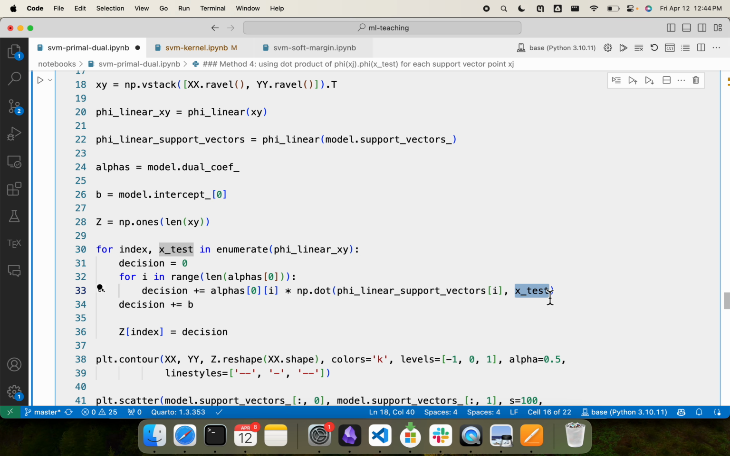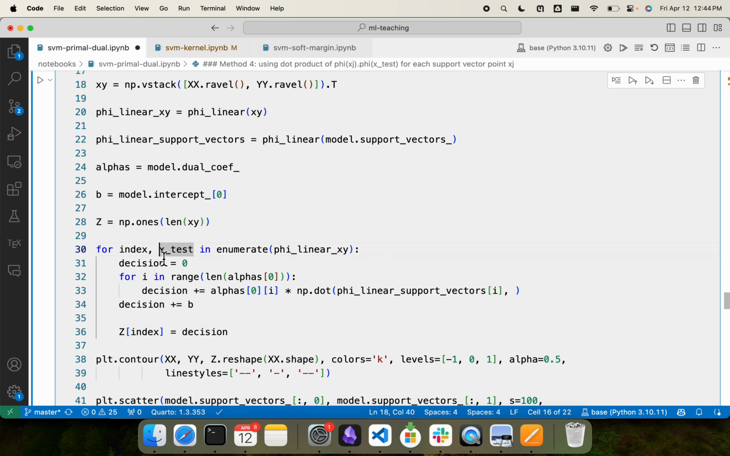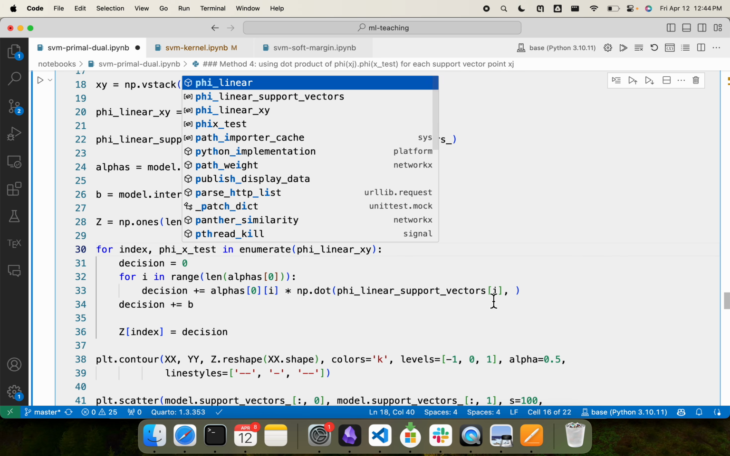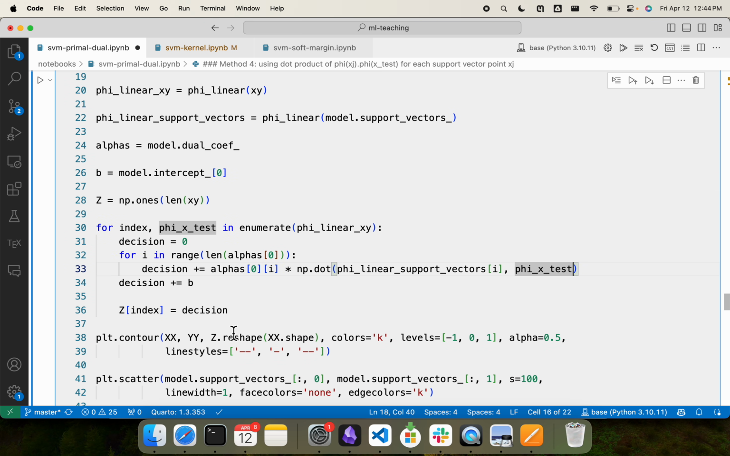Is this correct, or should this be? No, this is correct, because this is x test. I should perhaps just call it phi of x test. So for each projected test point, I can calculate this dot product in the high dimensional space. Do you notice the dot product is happening in the high dimensional space? I have transformed my original input to my support vector into high dimensional space and my test point into high dimensional space, and then I do a dot product in the high dimensional space.